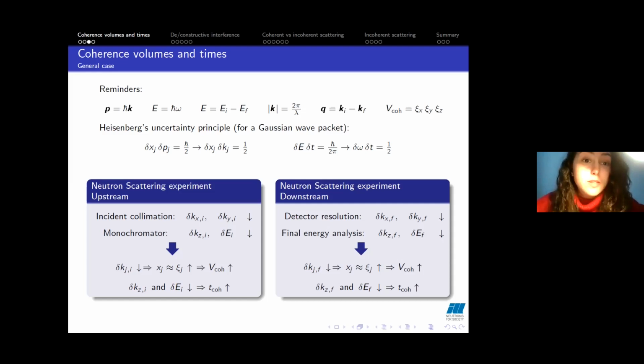So that means that we are decreasing the uncertainty in momentum and in initial energy. So as a consequence, and because we have the rules of quantum mechanics present, the coherence volumes and coherence times of this neutron wave packet would increase.